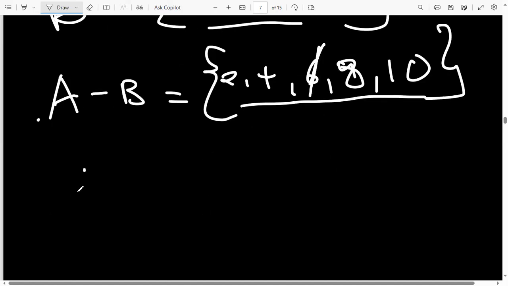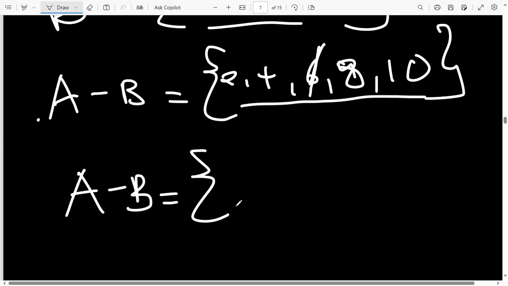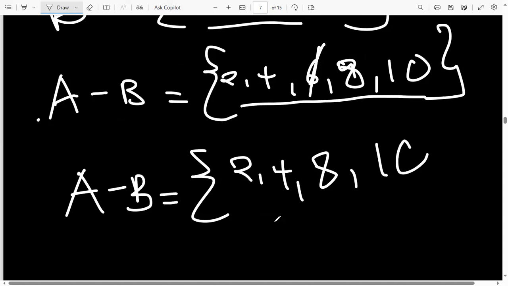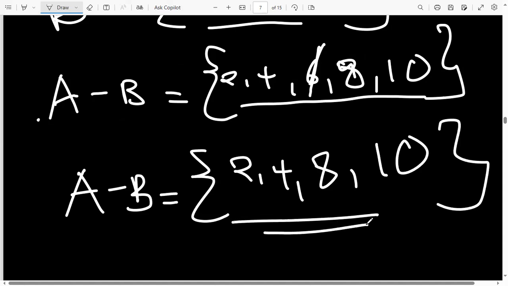So it means our A minus B, okay, will just be what? Will just be 2, 4, 8, 10. Okay, so this is our A minus B. So any questions there, guys? Any questions there?